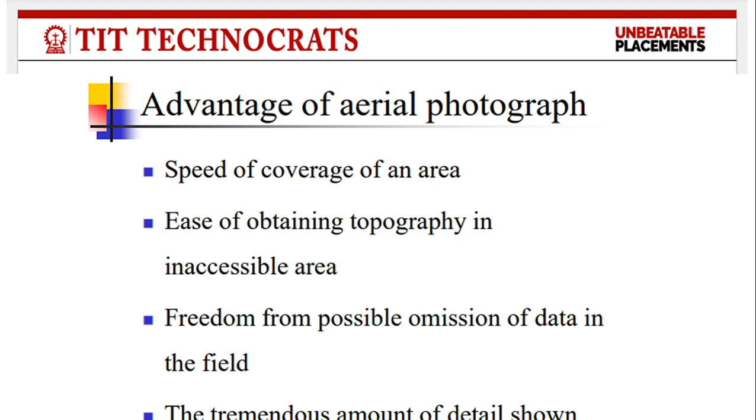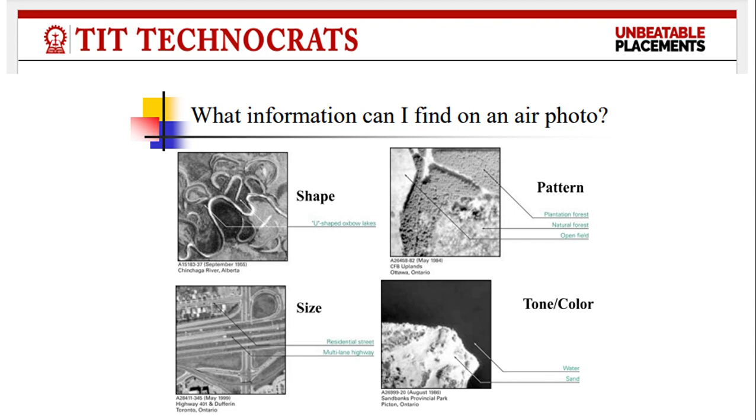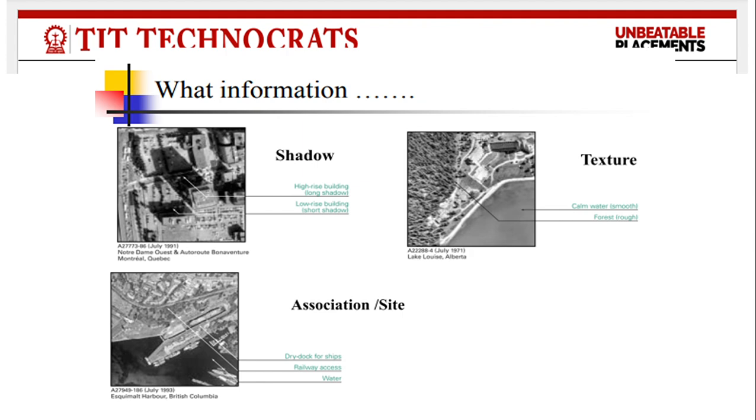Now, advantages of aerial photographs: speed of coverage of an area, ease of obtaining topography in inaccessible areas, freedom from possible omission of data in the field, and a tremendous amount of detail is shown. What information can I find on an air photo? I can obtain the shape, the pattern or size, tone or color, shadow, texture, and association or site.